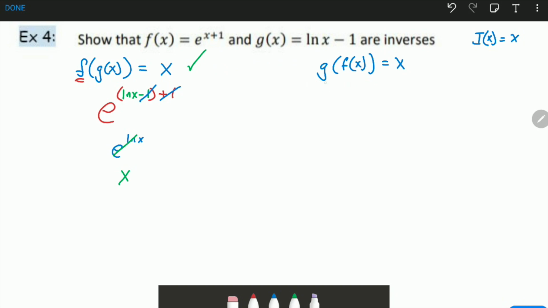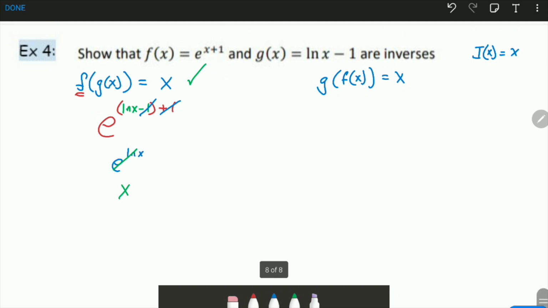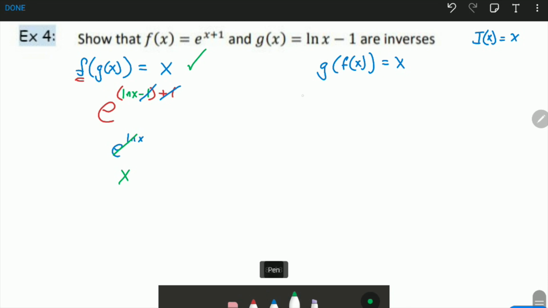For the other one, we're doing g of f of x, so we're going to be doing ln. G is ln, so ln of, instead of x, we'll put parentheses minus 1. Then inside my parentheses, we'll put my f of x equation, which is e to the power of x plus 1. Now we are taking the natural log of an e to the power, and natural log and e to the power are inverses, because remember, ln is log base e, and log base e and e to the power are opposites. So they will cancel out, leaving me with x plus 1.